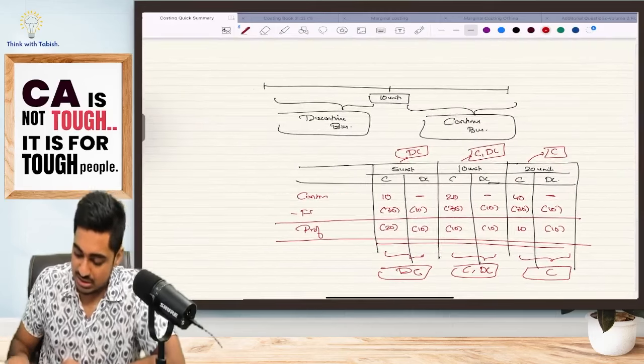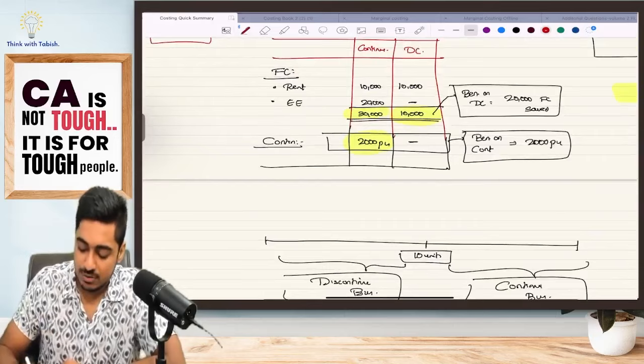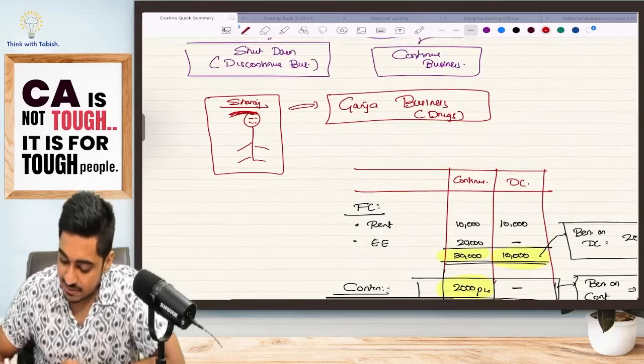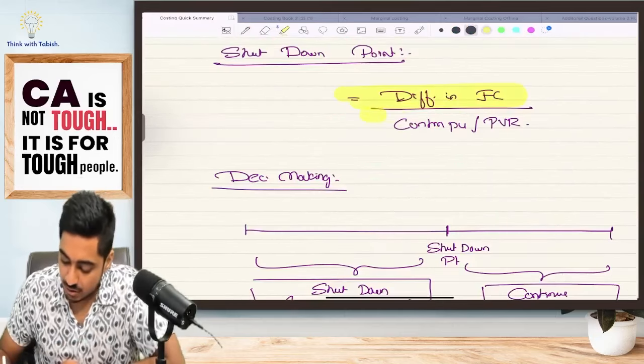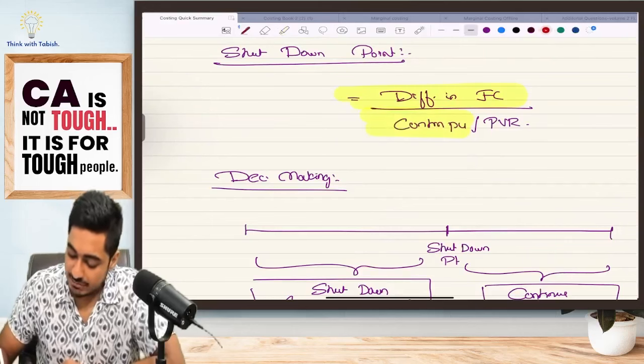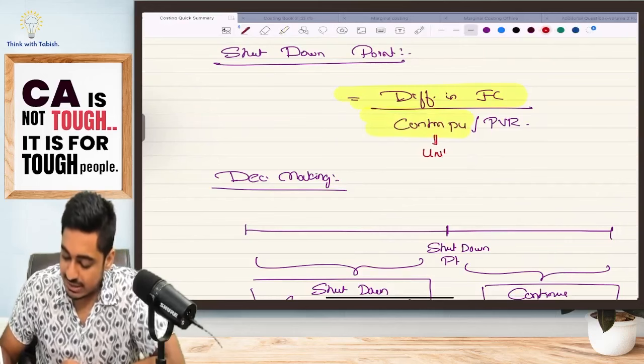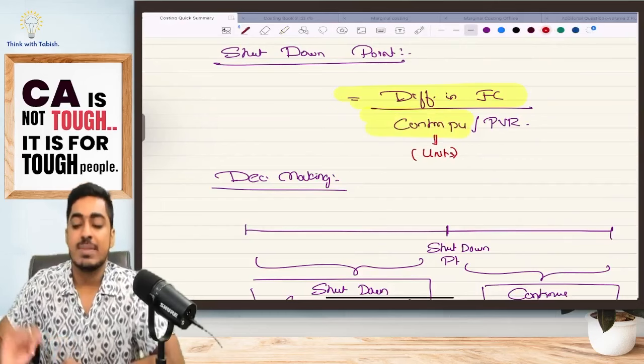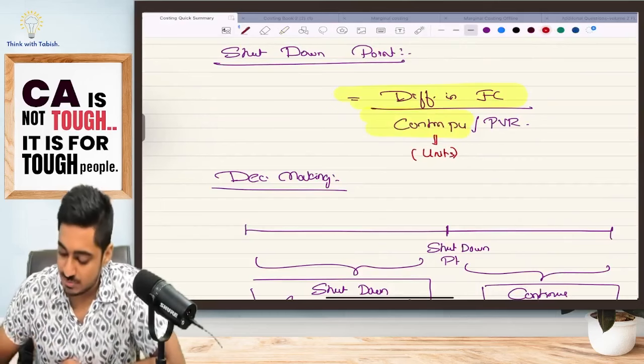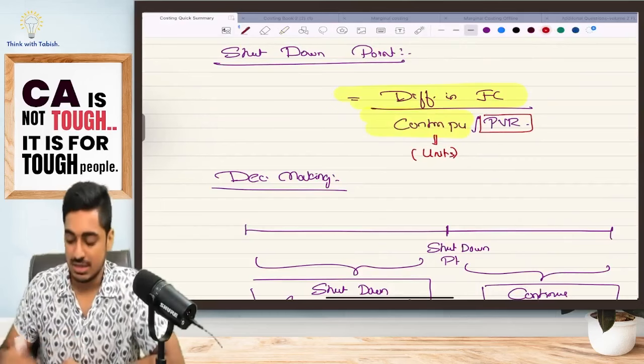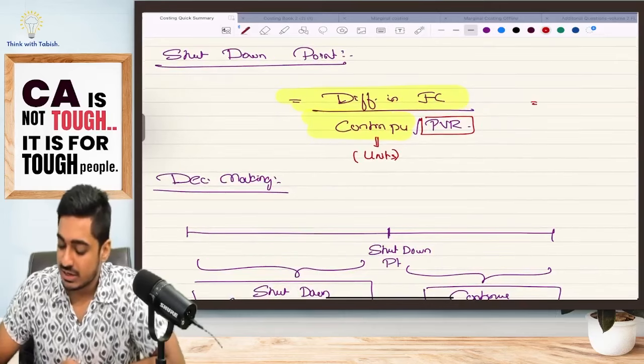So look at this. Shutdown point formula I have told. It is the difference in fixed cost divided by contribution per unit. If I divide by contribution per unit, I will get it in terms of units. Imagine the question has not given me contribution per unit, the question has given me PV ratio. Now break even point I had to do. How did I do it? Fixed cost divided by contribution per unit.